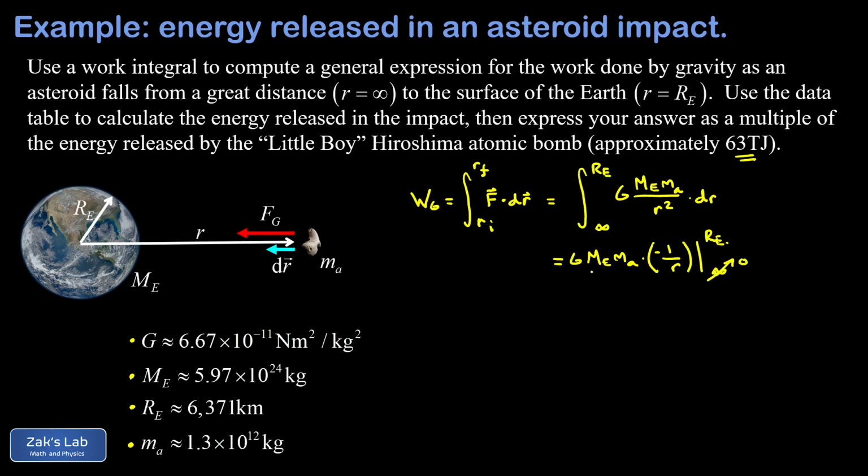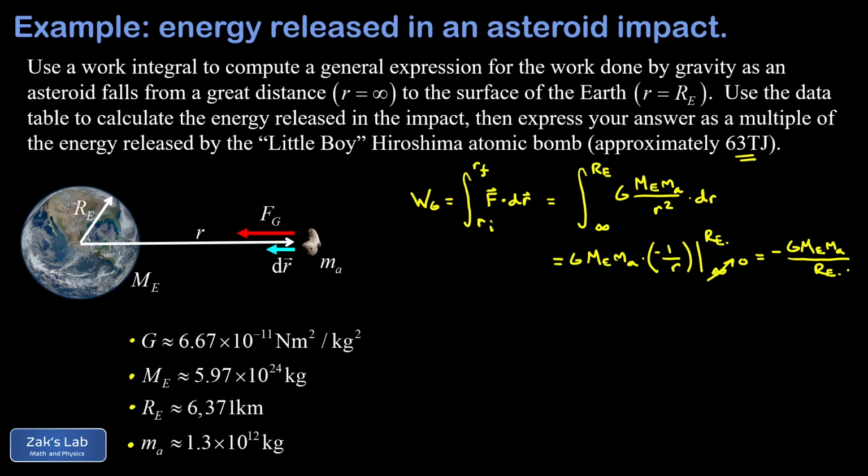Subbing in the upper limit, we discover our minus sign problem. I end up with negative 1 over r Earth for that term. So our work done by gravity simplifies to G, mass of the Earth, mass of the asteroid, over the radius of the Earth, but with a minus sign in front.